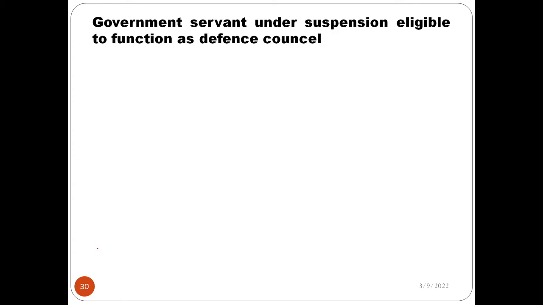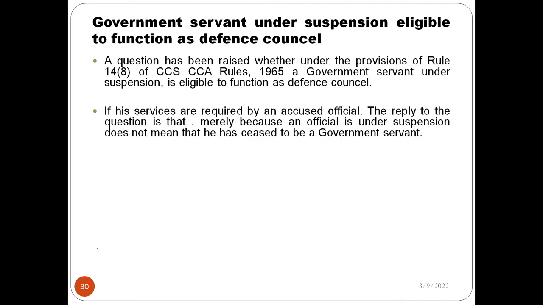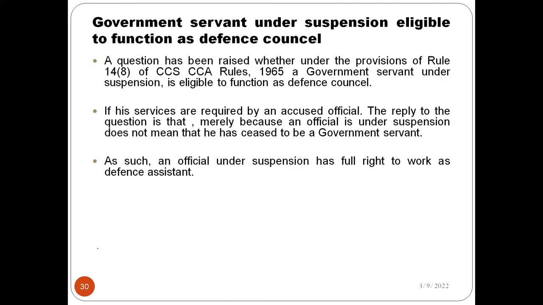Government servant under suspension eligible to function as defense counsel. A question has been raised whether, under the provisions of Rule 14(8) of the CCS (CCA) Rules, 1965, a government servant under suspension is eligible to function as defense counsel if his services are required by the accused official. The reply is that merely because an official is under suspension does not mean that he has ceased to be a government servant. As such, an official under suspension has full right to work as defense assistant.